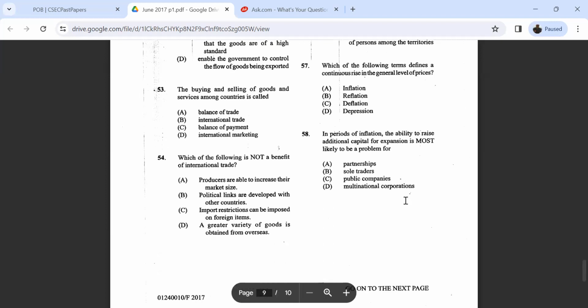Number 53, the buying and selling of goods and services among countries is called: A, balance of trade; B, international trade; C, balance of payments; D, international marketing. It's B, international trade. What is selling with other countries? International trade.